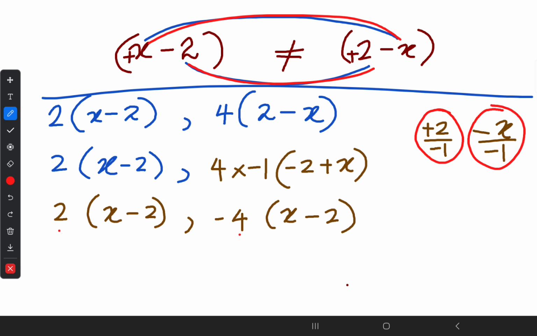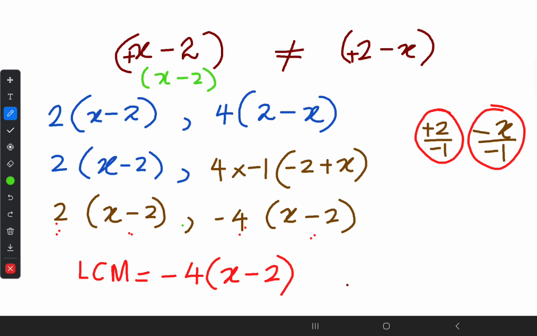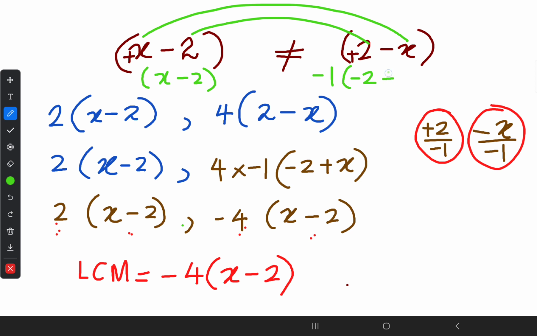So hereafter, for these numbers, for the LCM, the one that has a negative, write the negative. 2 and 4, LCM would be 4. Since both have the same expression, you can write negative 4 times x minus 2. That would be the LCM for the question. Try to understand what happened here. Both directions were changed. So in those cases, you have to select negative 1 as a common factor. Positive 2 divided by negative 1 is negative 2. Negative x divided by negative 1 is positive x.